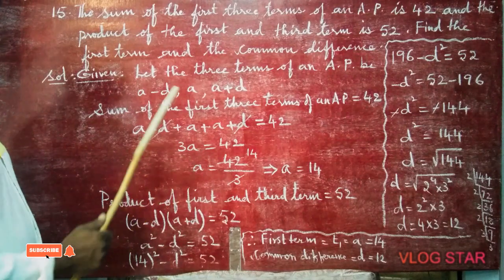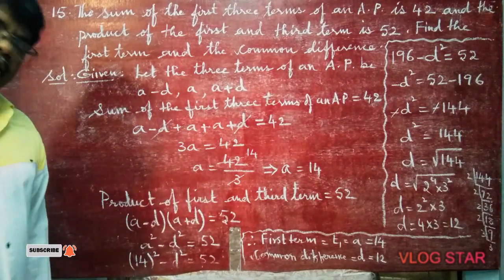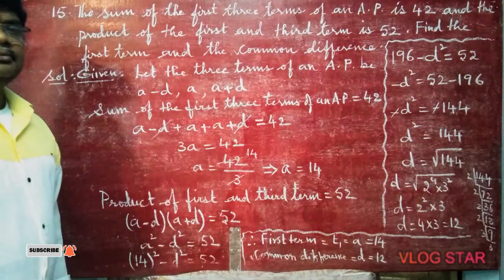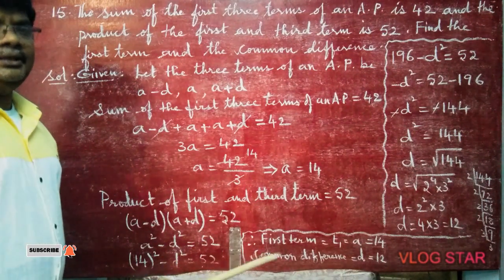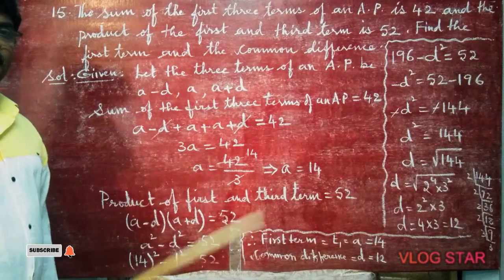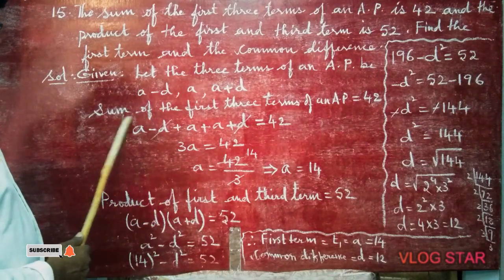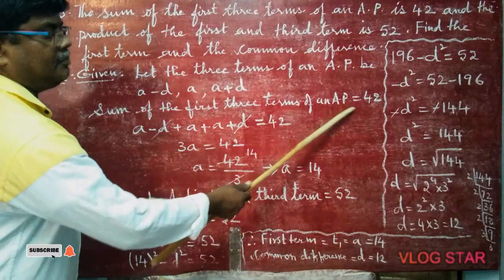Are you able to follow? Sir, I will take A, A plus D, A plus 2D. You can take that and you can solve, you will get the answer, but it is a little bit lengthy. Here it is easy for us to solve. Try, no problem. Now the sum of the first three terms of an AP is 42.